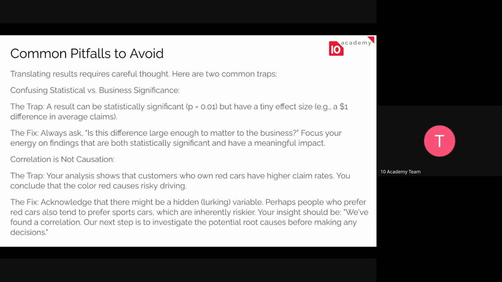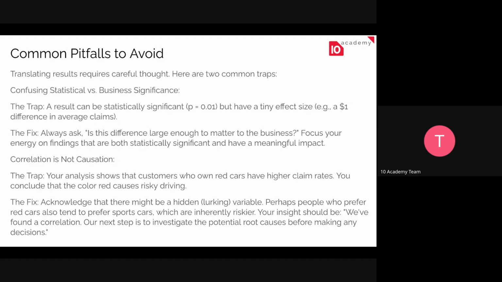The second one, which is actually my favorite, is that correlation is not causation. Just because something has a correlation doesn't mean it's the cause. Your analysis might show that customers who own red cars have a higher claim rate. The correlation may say that this is true, but you should not conclude that the color of the car, in this case red, causes risky driving.